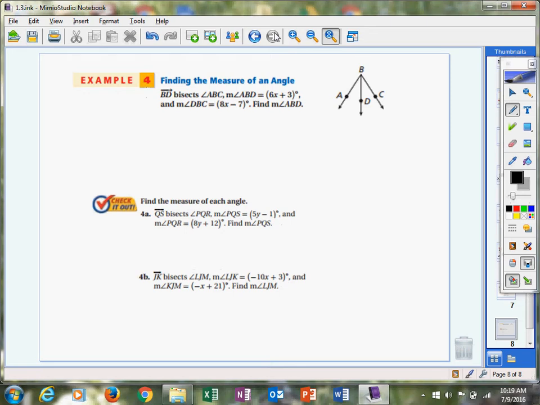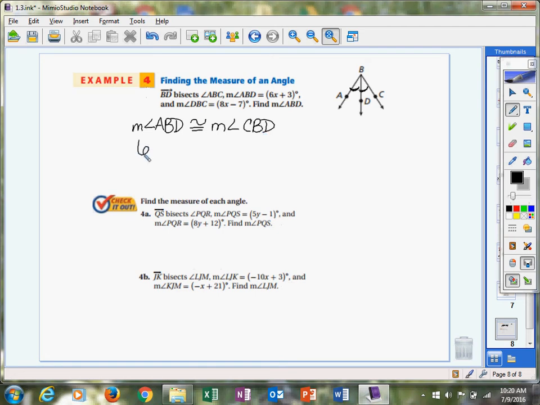So right away, we know that we have two congruent angles. We know that ABD and DBC are going to be equal to each other. We already can tell that. We can go ahead and draw our arcs here to show that those two angles are equal. So when we set this up, the measure of angle ABD is congruent to the measure of angle CBD, and then we can plug in what we know.